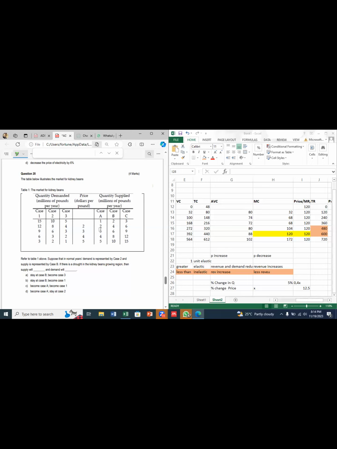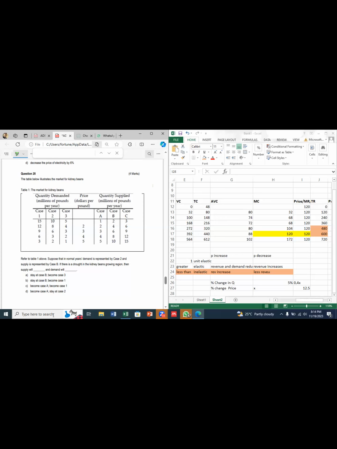And normal supply is case B. So case 2 is normal demand. So normal demand will not change, but what will change is supply. So supply becomes case A and normal demand stays at case 2. Are we together there?